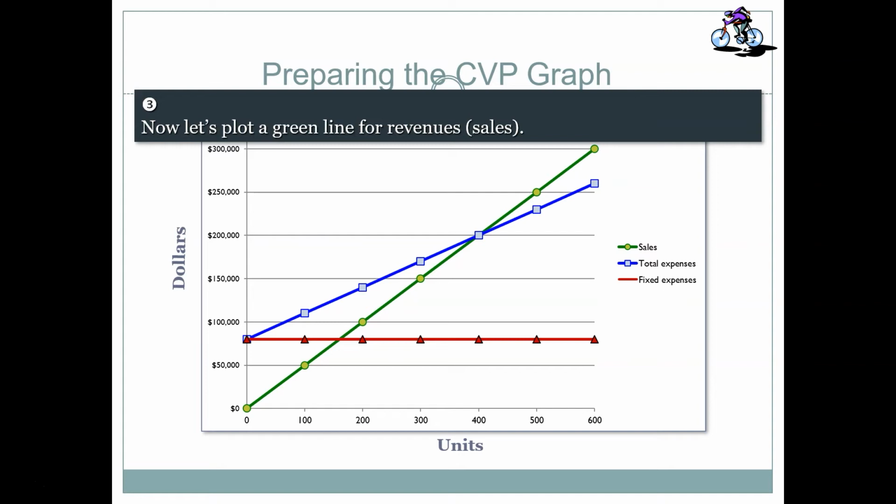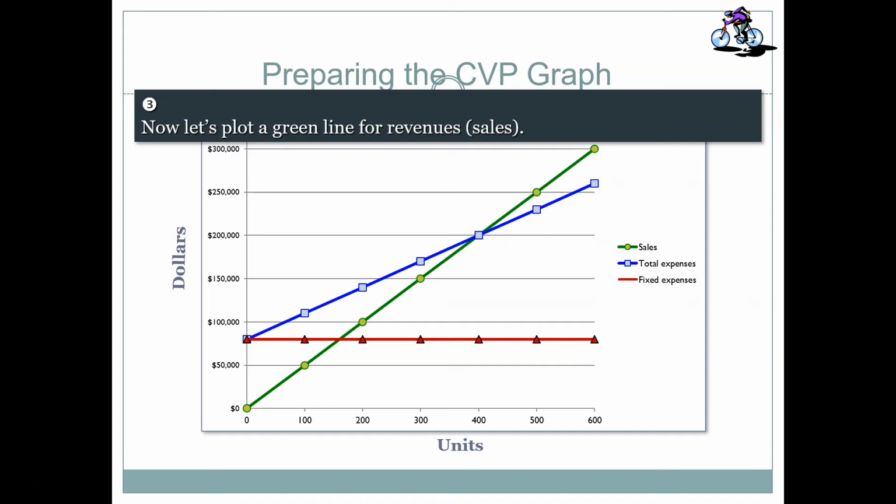But of course, every bike I sell, I can't collect that entire $500 and put it towards fixed expenses. I can only collect what's left over after I pay off all the parts, after I buy the parts to make the bike. Those are my variable costs. What's left over is my contribution margin. And so ultimately, the intersection between my sales line and my total cost line is going to be at the break-even point.